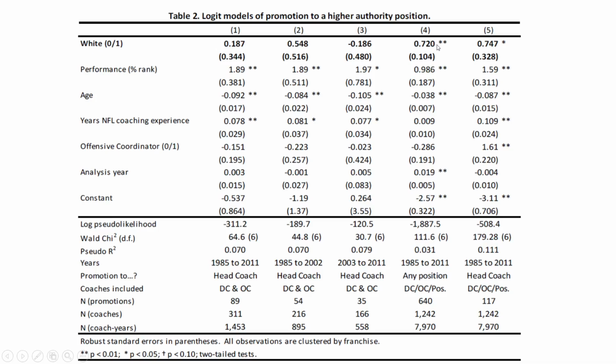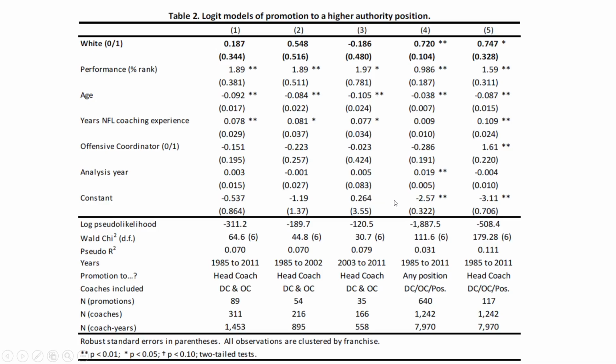So this one estimate would be significant at the 95% level. One star, the estimate is significant at the 90% level. And they don't have any three stars, but that would be significant at the 99% level. So we'll see here, there's no real impact of race in getting promoted from a coordinator position to a head coach. And they identified different time periods, even since the Rooney Rule, right? Even since the Rooney Rule, that hasn't changed at all.